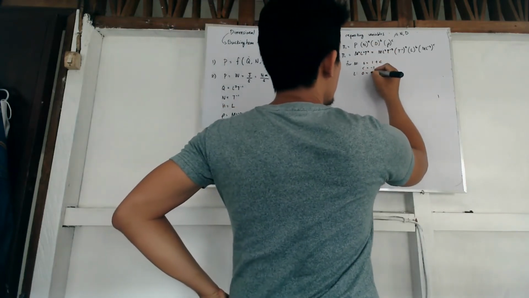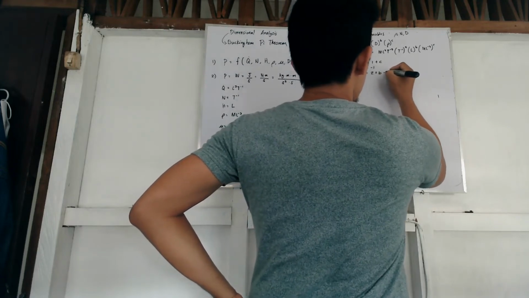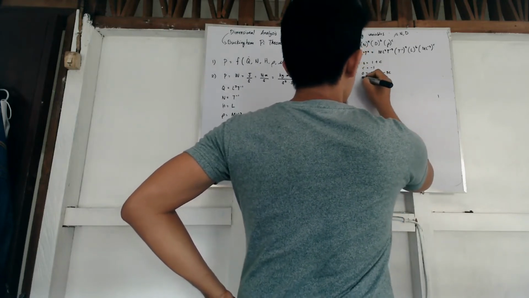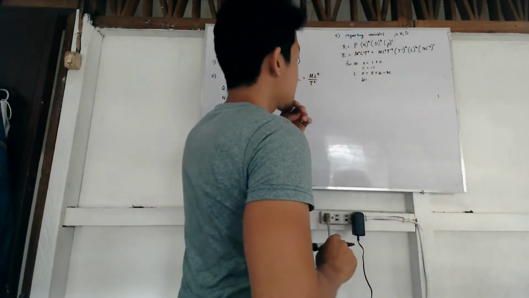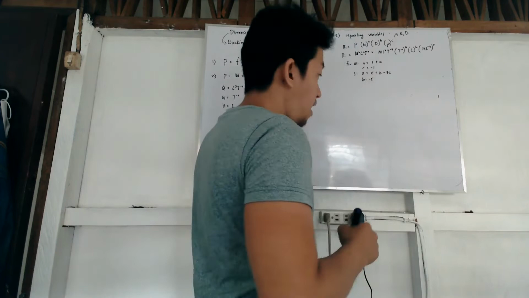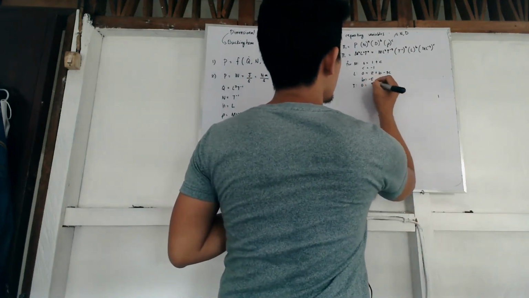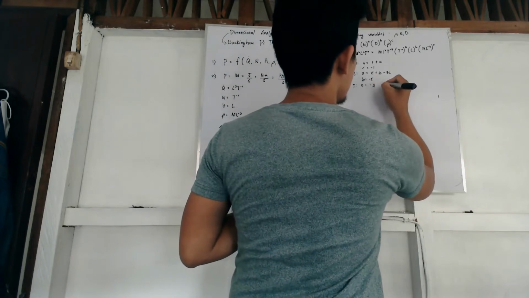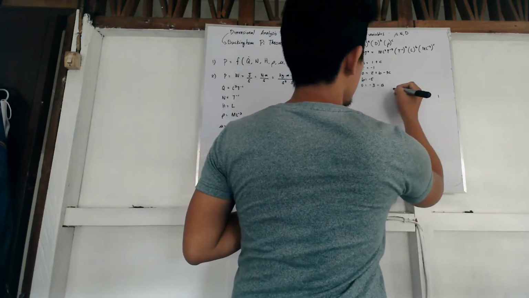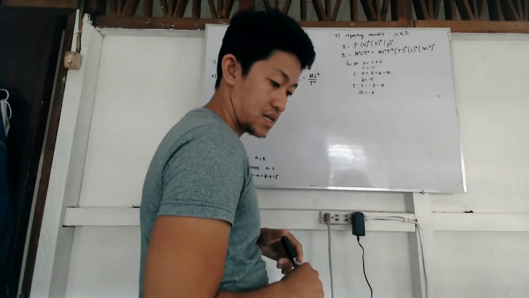And then, for the 3 fundamental units, L naman. 0, 2 plus B minus 3C. So, B is negative 5. And then, your T is 0 minus 3 plus A. So, A is negative 3.